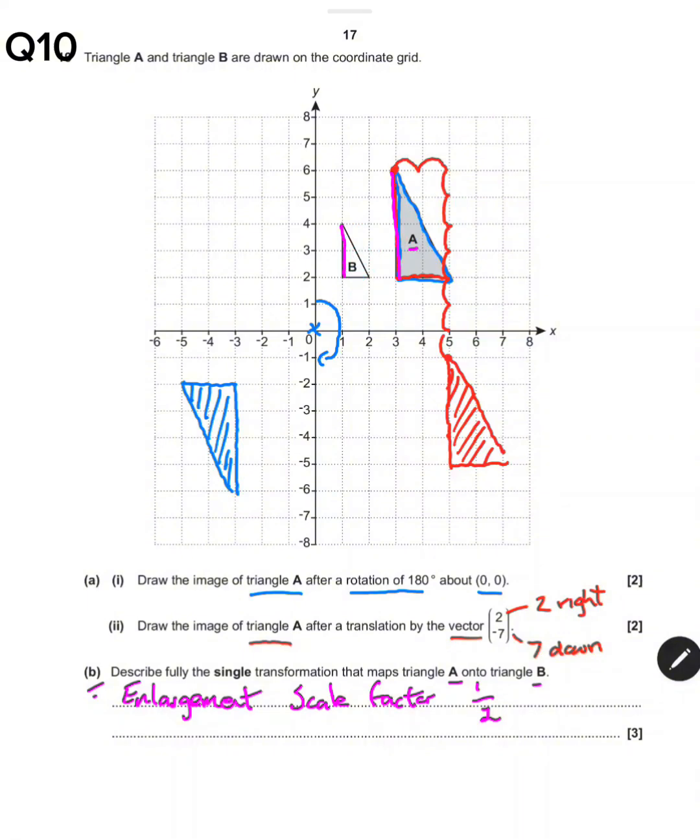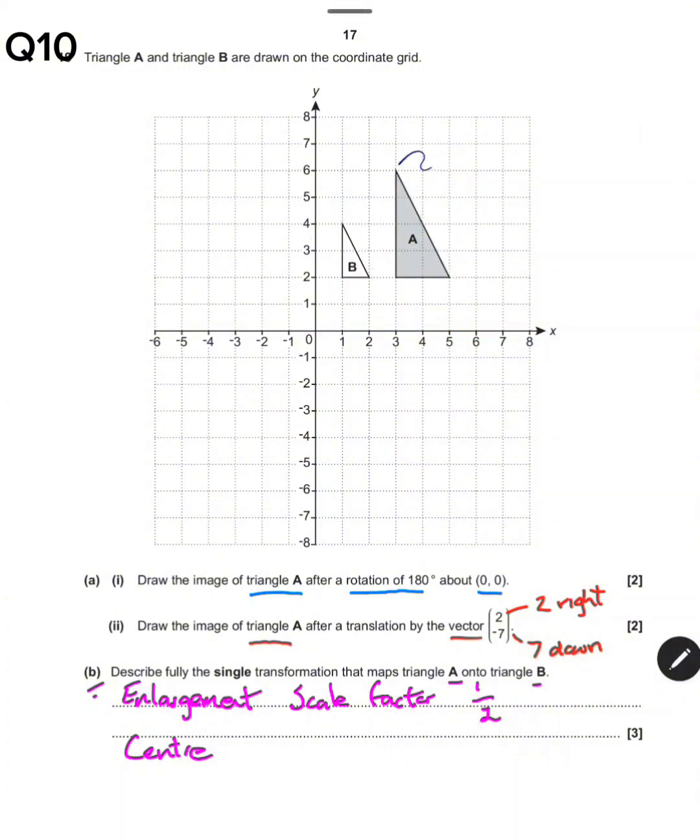We're halving the triangle. And then the hardest bit to find is something called the centre, or the centre of enlargement. The best way to do this is clear your diagram, draw some straight lines from this point to this point, and I'm going to carry on. So they'll be a bit rough these, but I'll try my best. So I've just connected those matching points and carried on.